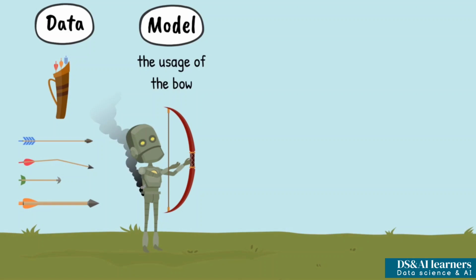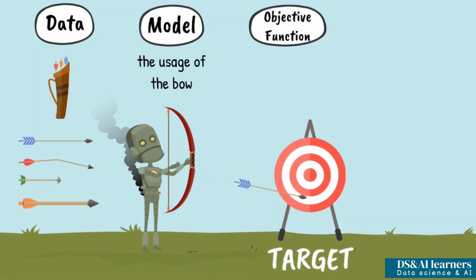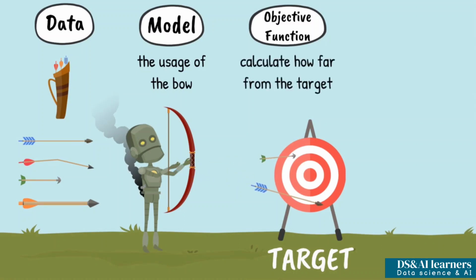Okay. We said the robot will be firing at a target, right? Well, in machine learning, or at least in the most common type, supervised learning, we know what we are aiming for, and we call it, that's right, a target. Here comes the third ingredient, the objective function. The objective function will calculate how far from the target the robot's shots were on average.